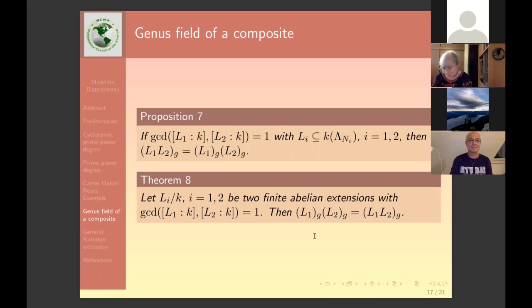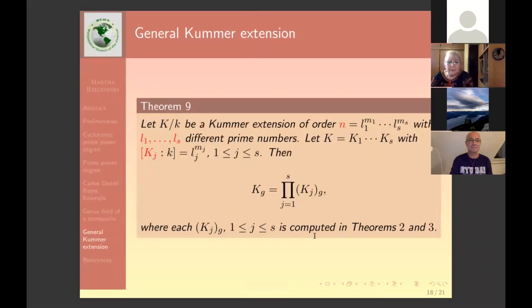And therefore, we obtained our main result: we have a Kummer extension, not necessarily cyclotomic, of order n, that is the product of powers of primes. Then K is the composite of these auxiliary fields. Then we have that the genus field is equal to the composite of all these. And now this could be very cumbersome, but still explicit. They are computed in theorems 2 and 3.